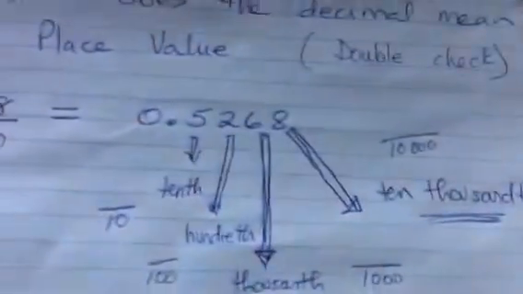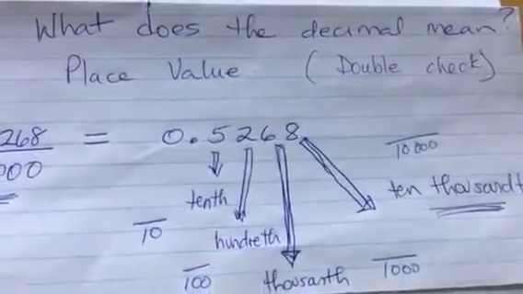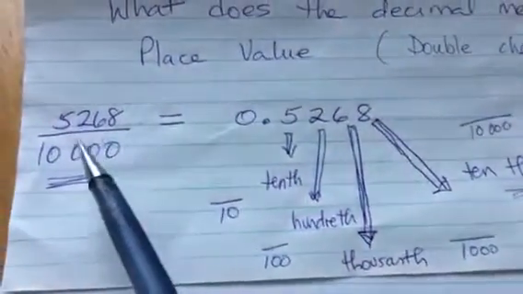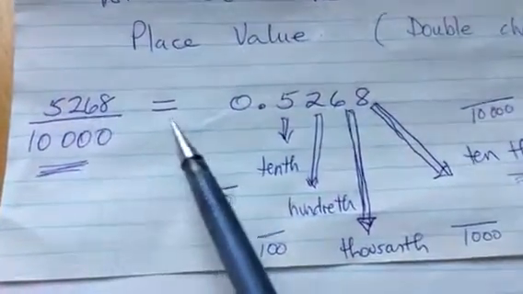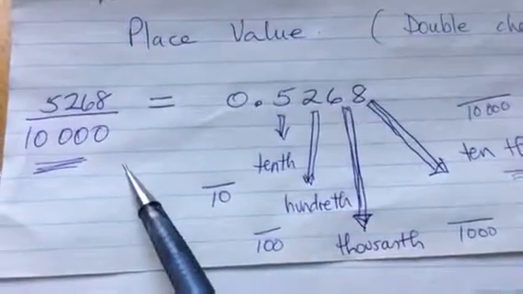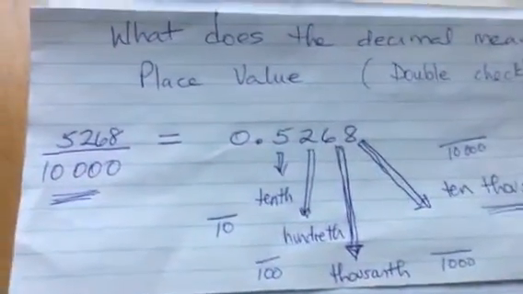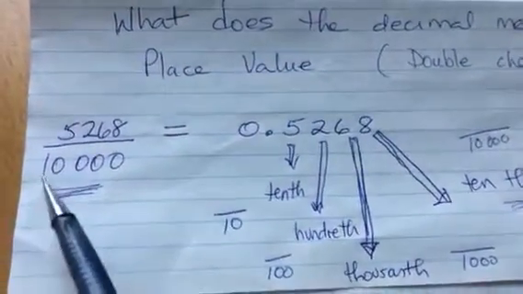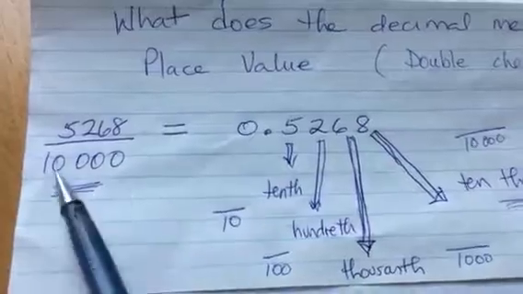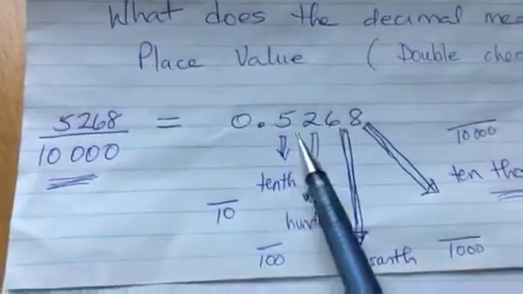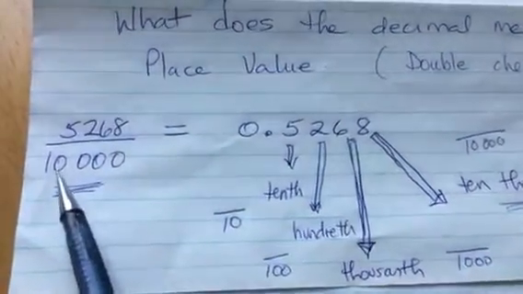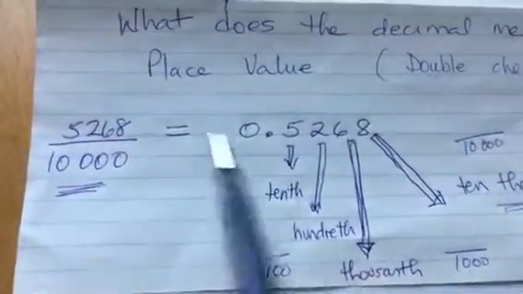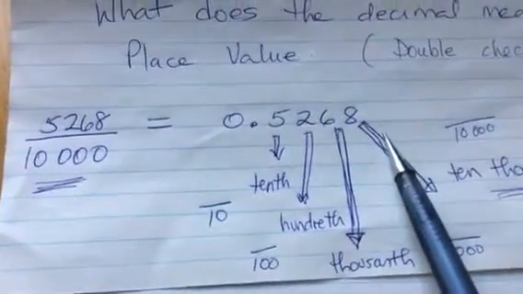Here's a note I have. What does the decimal mean? Always check your place value. So if you have 5268 over 10,000, what we did earlier in our previous video was converting to decimals. And what we knew was this denominator is larger, so it's going to be 0 point. And to determine how many places we're going to count here, 1, 2, 3, 4 places. And we had 4 at the top, so this is a straight conversion.